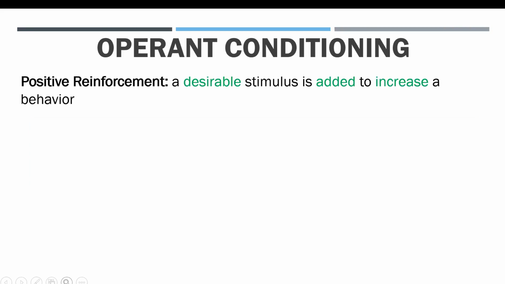And so positive reinforcement occurs when a desirable stimulus is added to increase a behavior. And here are some helpful symbols to help understand and explain this. So a desirable stimulus, something that makes us happy, is added, so the symbol is a plus sign, to increase a behavior.